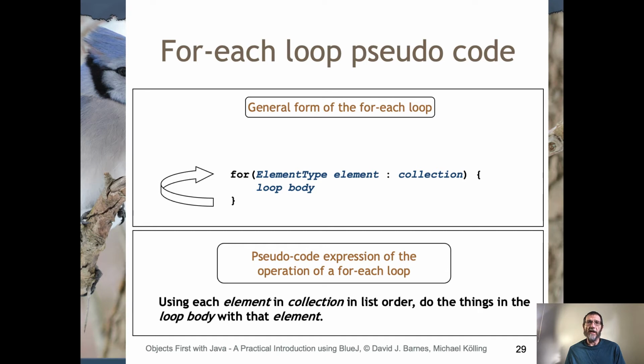And so the lower half of the slide characterizes the way in which a for each loop actually operates. We can read this for each loop as meaning using each element in collection in list order, do the things in the loop body with that element. And that loop body will be executed exactly the number of times that there are elements in the collection that's named in the loop's header. So if the collection has 10 elements, then the statements in the loop's body will be executed exactly 10 times. If we have 50 elements in the collection, the loop's body will be executed exactly 50 times. And that's an important characteristic of the for each loop.